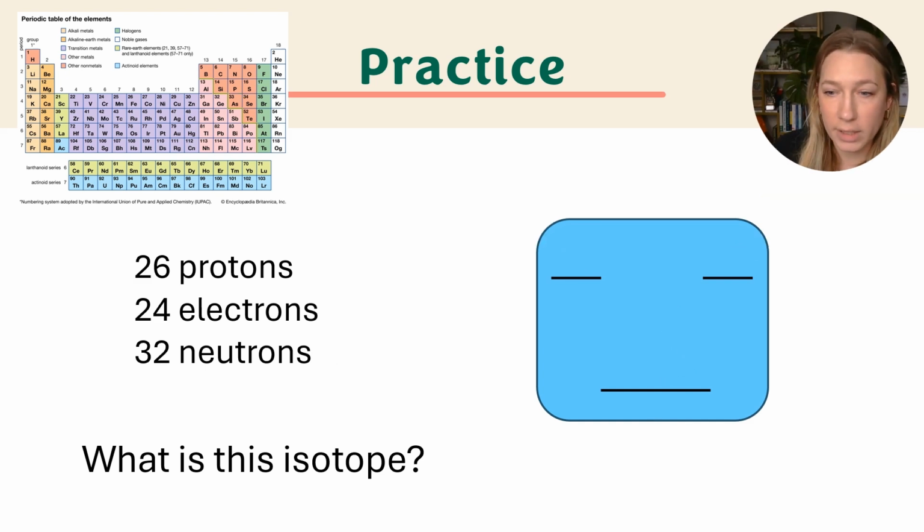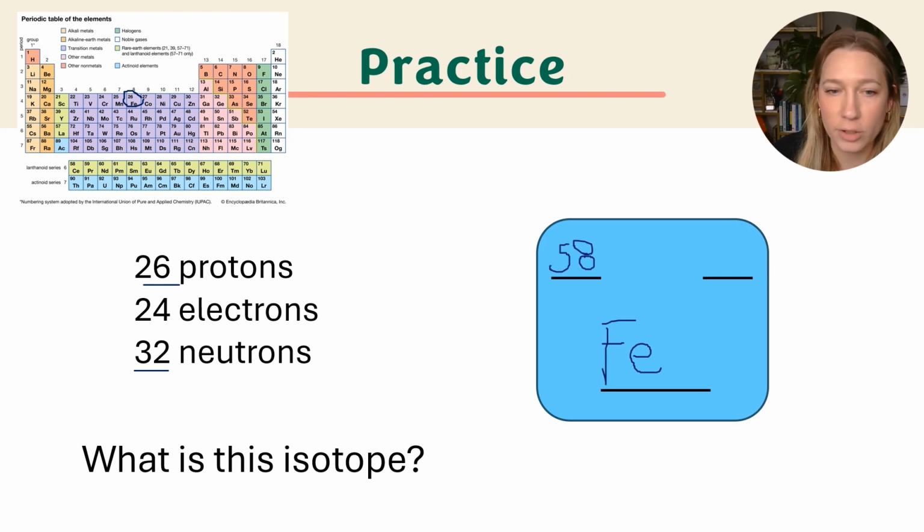Walking through another example, we can figure out our atomic symbol by looking at our protons, which is 26. If we go to where 26 is on the periodic table, this is Fe, or iron, is what the element is here. We can figure out our mass number, or atomic mass, by adding our protons plus our neutrons. So 26 plus 32 is going to be 58 up here in the top left.